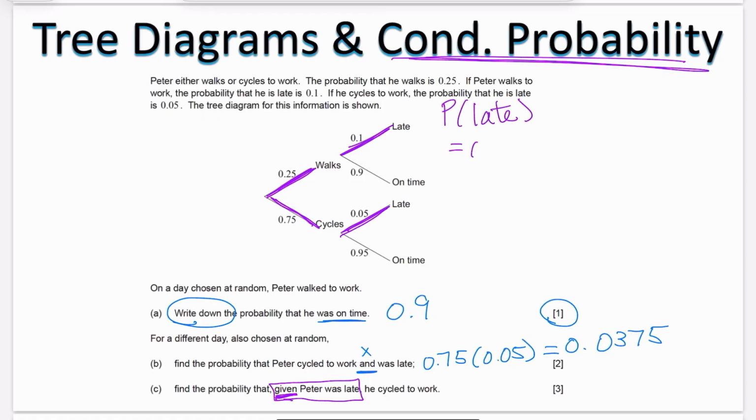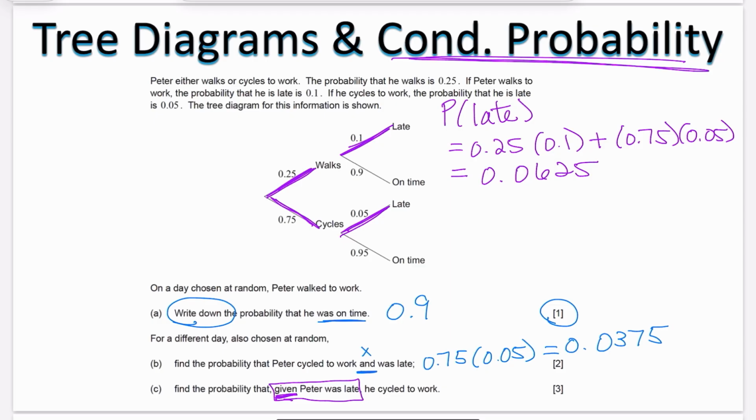So the probability that Peter is late is going to be 0.25 times 0.1 plus, because every time you say or in probability, it's plus, 0.75 times 0.05. So the probability that Peter was late is 0.0625. That is going to become our denominator.